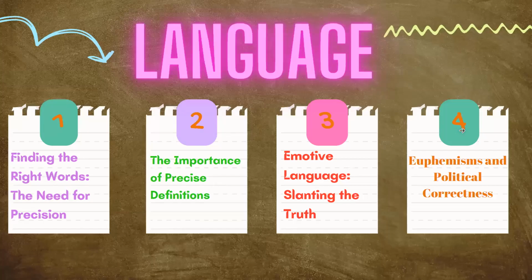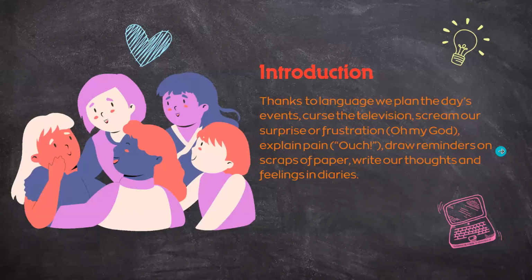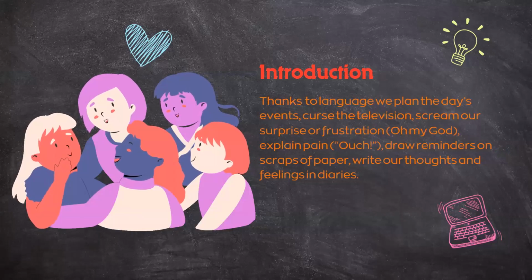And on this page there are 4 subheadings about the topic. The first one is finding the right words, the need for precision. The second one, the importance of precise definitions. The third one, emotive language, slanting the truth. And the fourth, euphemism and political correctness. And there is an introduction.